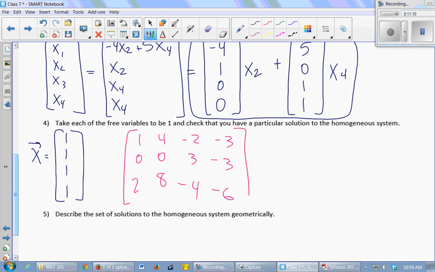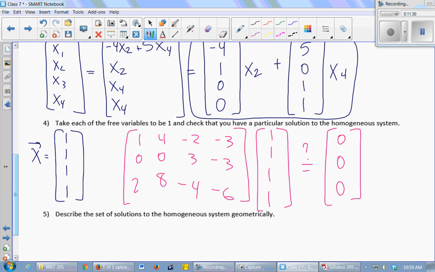There's my coefficient matrix. If I multiply that by my unknown matrix x1, x2, x3, x4, this is one set of solutions to that. So if I put in 1, 1, 1, 1, do I get 0, 0, 0? Right? This is how we check. You take the solution, you plug it in, you say, is this equation true?